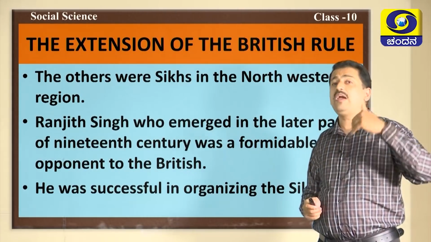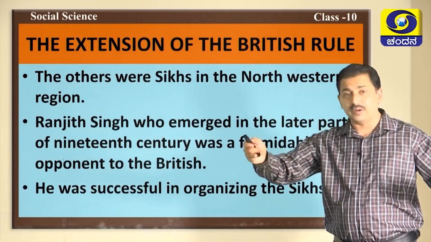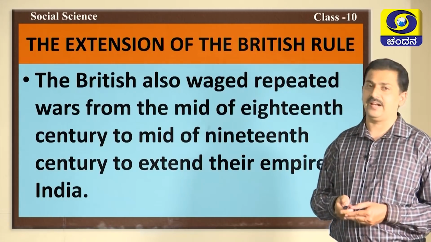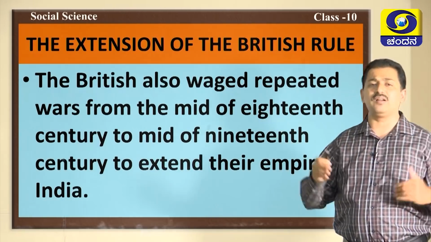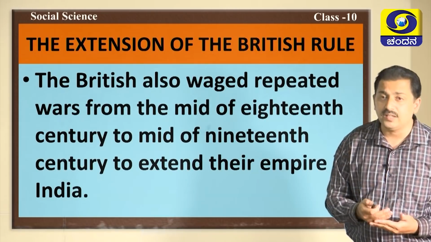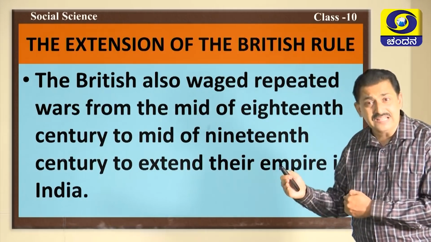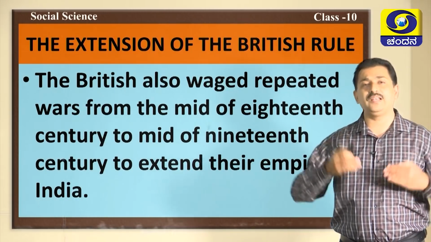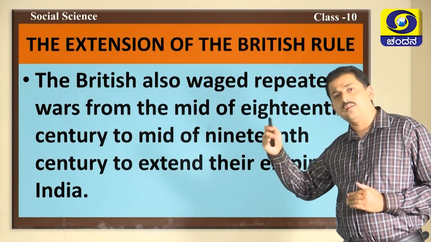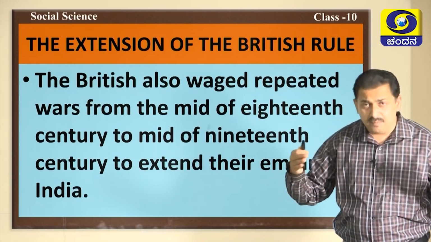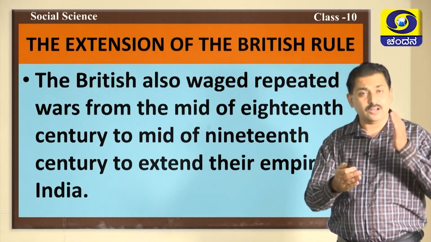Raja Ranjit Singh waged war against the British, and till 1809 he had not allowed the British to expand into the Sikh kingdom. The British also waged many wars repeatedly, one after the other, from the mid 18th century to the mid 19th century to extend their empire in India. You know very well, right from the Carnatic Wars till the Anglo-Sikh Wars, they waged many wars like the Carnatic Wars, Anglo-Mysore Wars, Anglo-Sikh Wars.